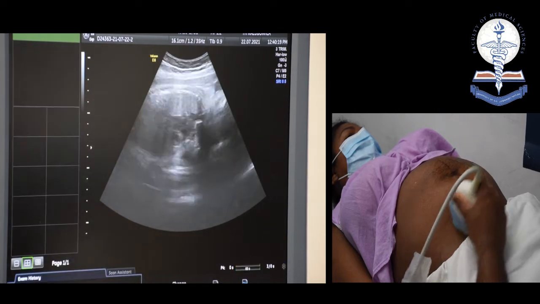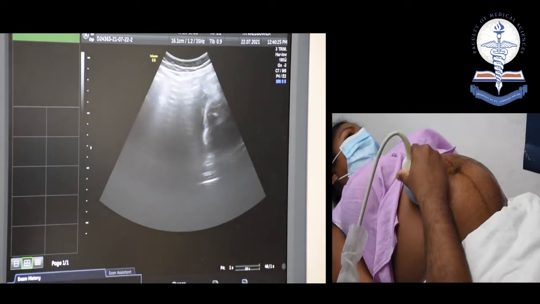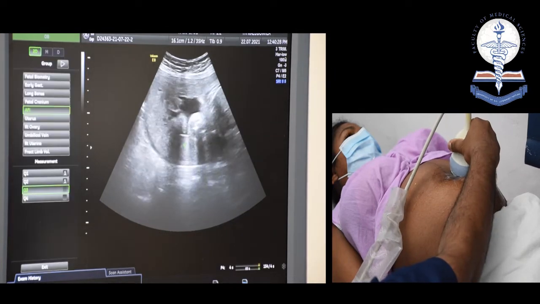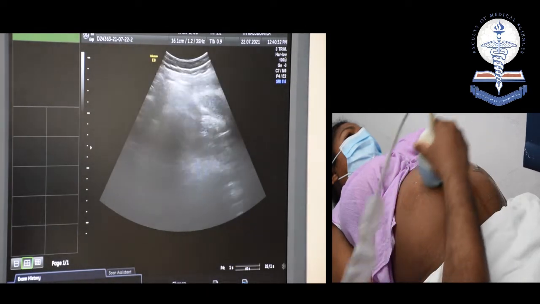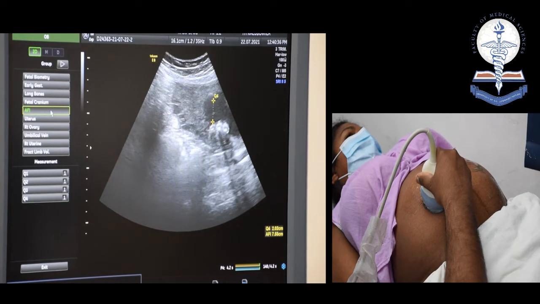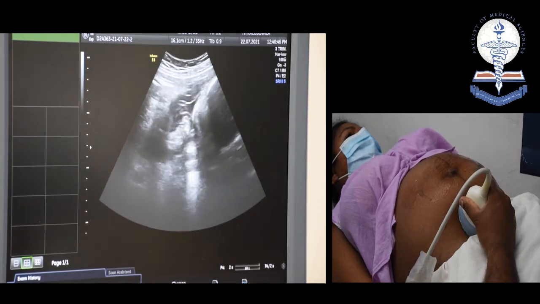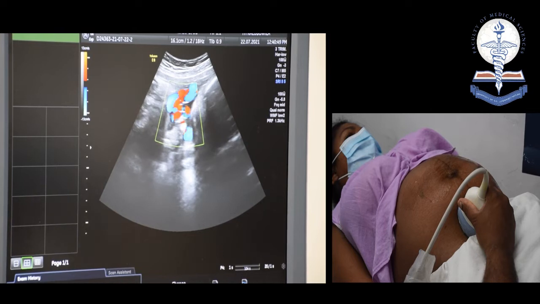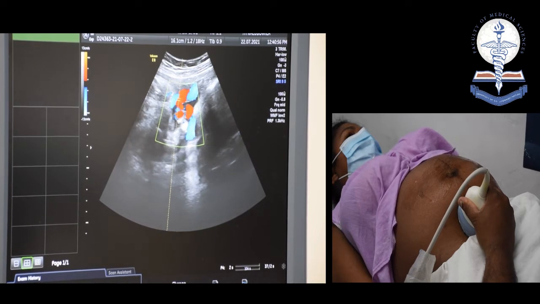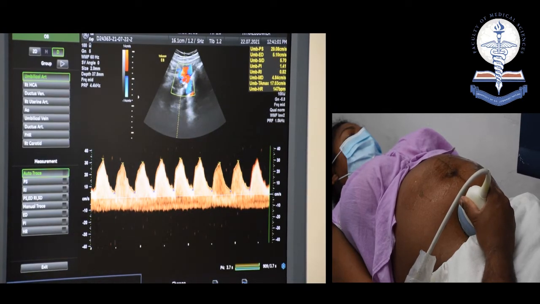In her case, the liquor volume comes up to about 7 centimeters, which is marginal, despite our clinical assessment of adequate liquor. It is quite well documented that our clinical assessment of liquor is not so accurate. And that's the umbilical artery Doppler, and she has diastolic flow.